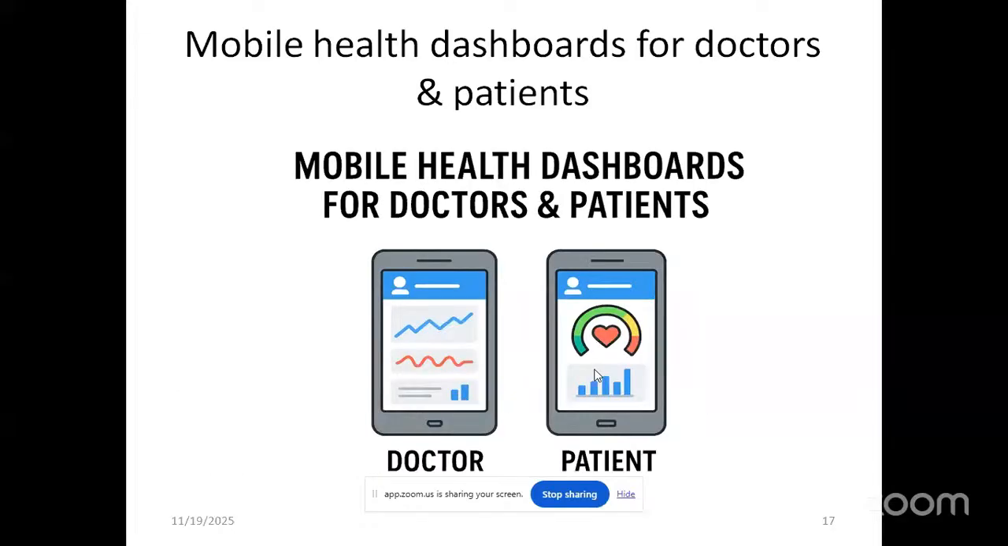We can see that this picture simply represents the mobile health dashboard for the doctors and the patients. First of all, doctors feed in every data, like the previous patient's data.